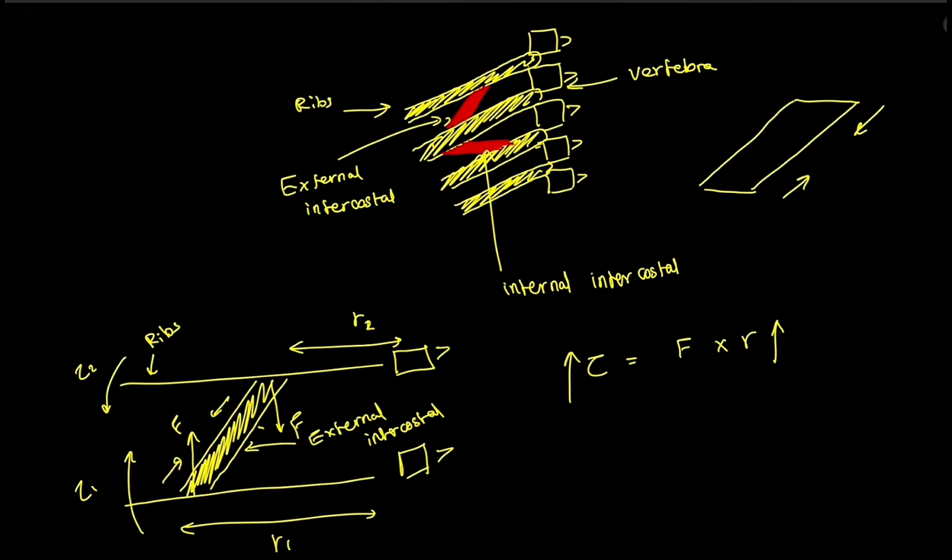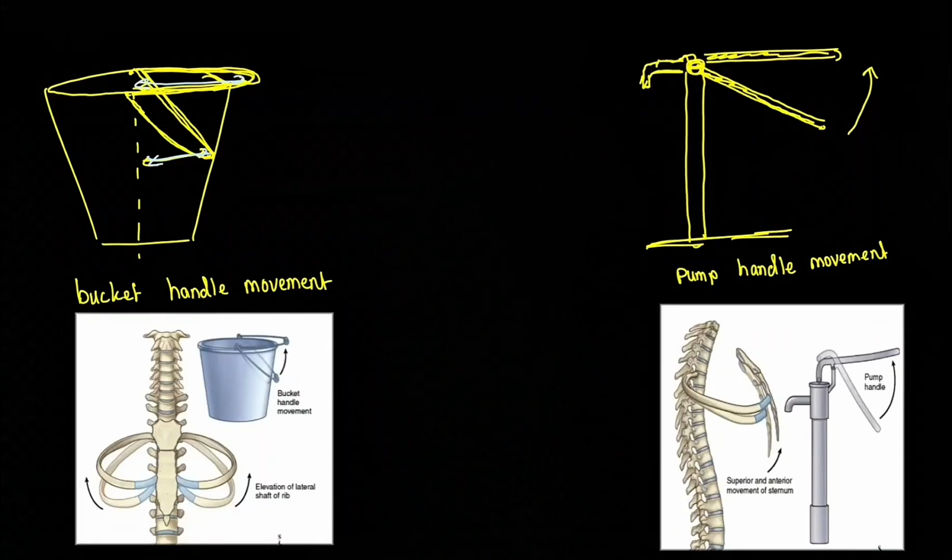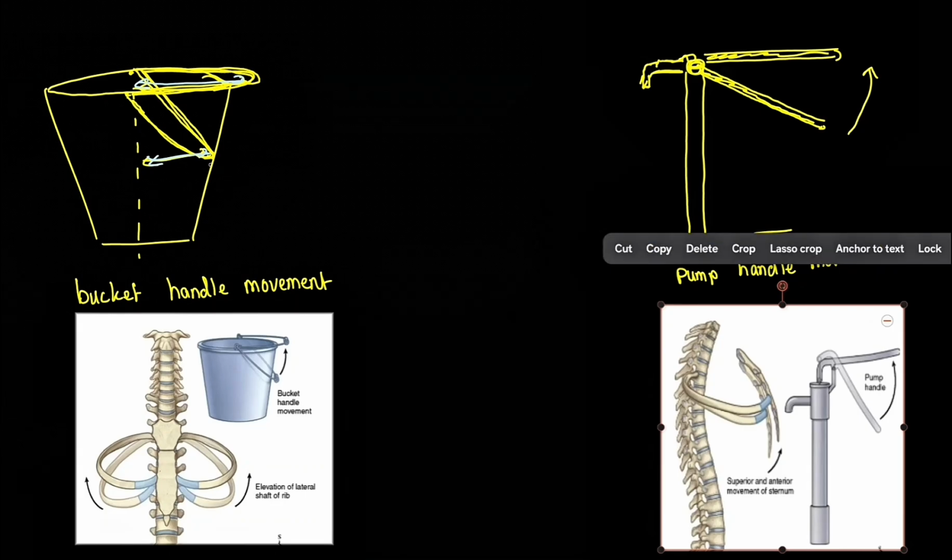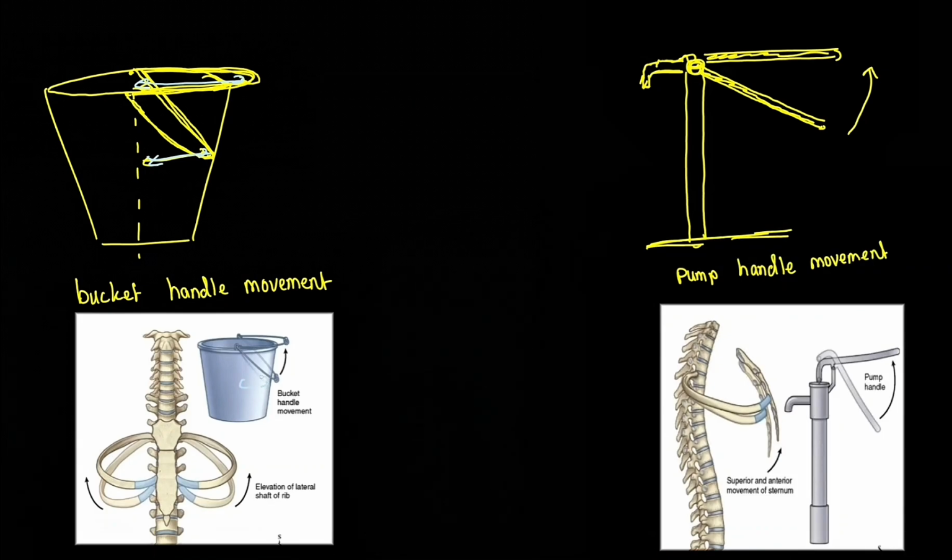So basically, the external intercostal muscles help to elevate the ribs, and then we're going to talk about the bucket handle movement and the pump handle movement. When it comes to the bucket handle movement, this is your handle, this is your bucket. The drawing is terrible, but when you lift the handle up, the diameter increases, right?